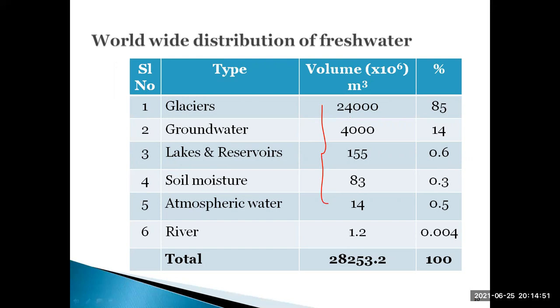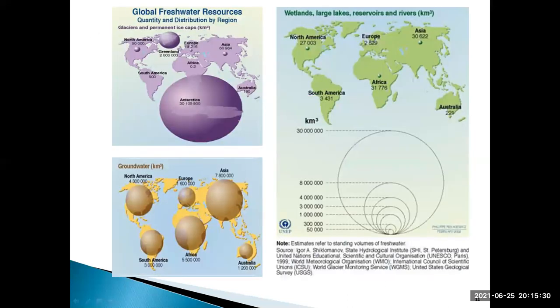So this is the water distribution in terms of volume and percentages throughout the world. Glaciers are around 24,000 × 10^6, that is in the power of 10^6, meter cube, and groundwater is around 4,000 × 10^6 meter cube. Similarly, you have lakes, soil moisture, atmospheric water, and rivers. Totally it is around 28253.2 × 10^6 meter cube, which accounts for around 100%. So this is the worldwide distribution of freshwater resources, and globally the distribution of water.